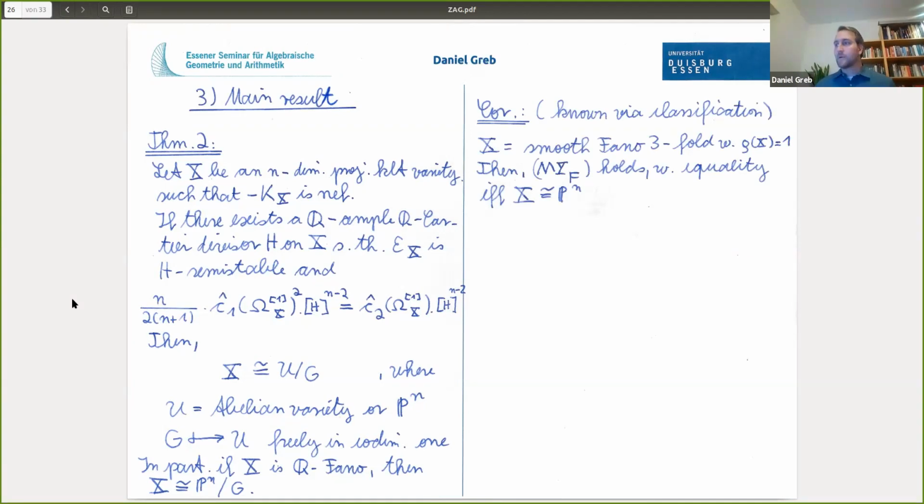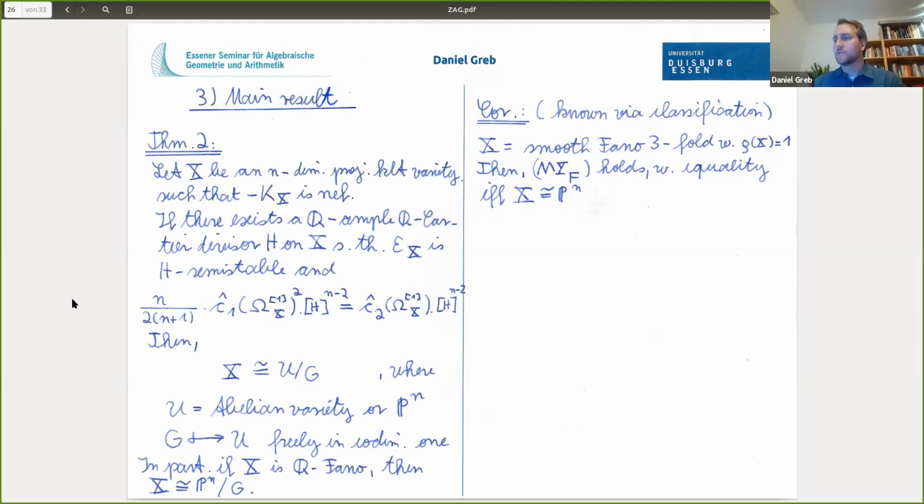Okay, and so you have some nice corollaries even in the smooth case. I mean, this was known by classification, and as you will see, the proof is not free of classification, but maybe a little bit more conceptual. And also the reason I put this here is because I want to show you that working with this canonical extension is in some sense pretty easy, especially compared to the question of deciding whether something is K-semi-stable or admits a Kähler-Einstein metric. So the statement is, if you have a smooth Fano threefold with Picard number 1, then the Miyaoka-Yau inequality holds with equality if and only if X is P^n.